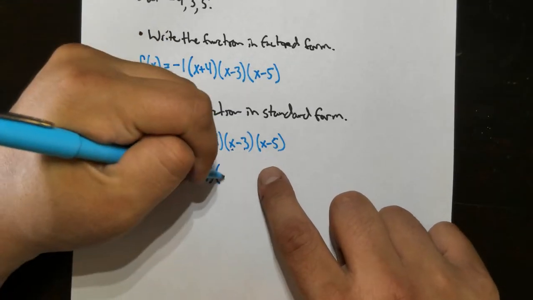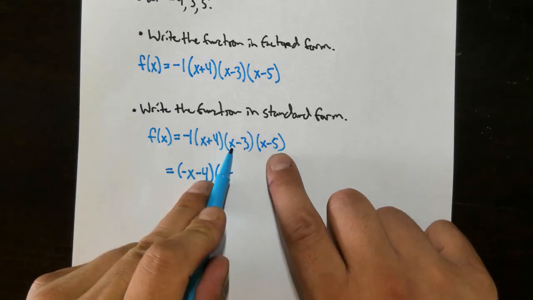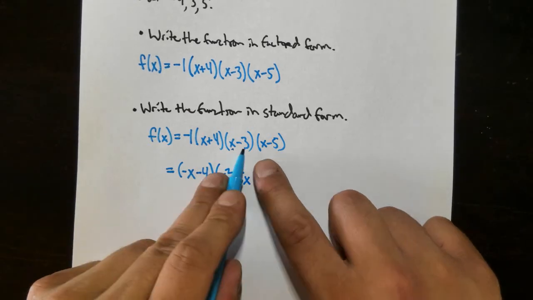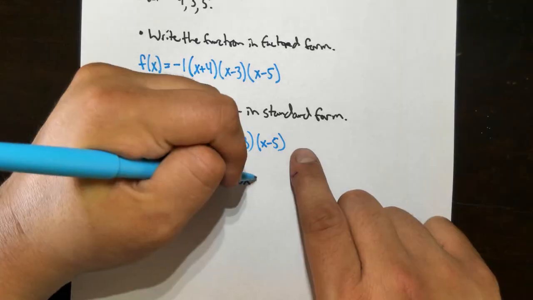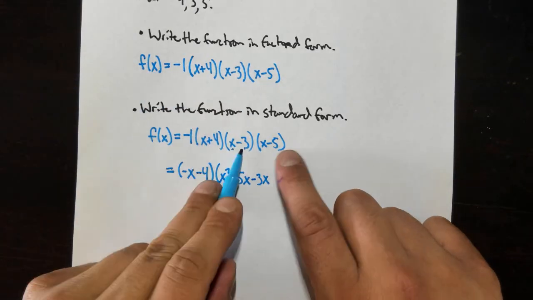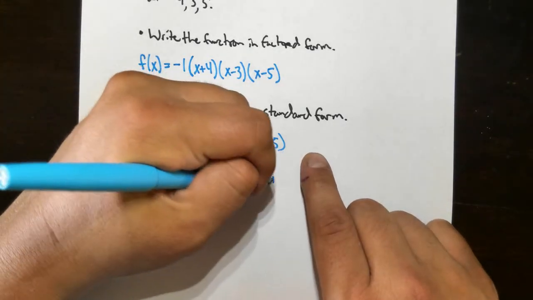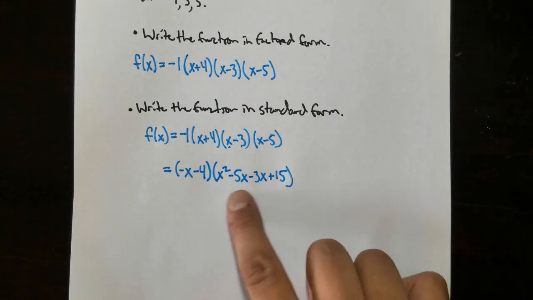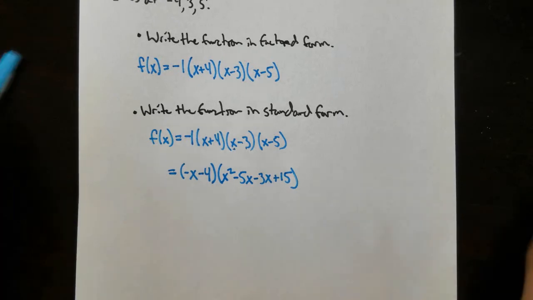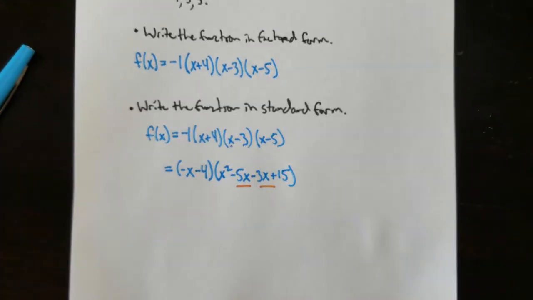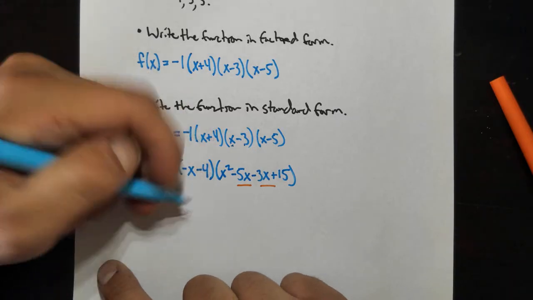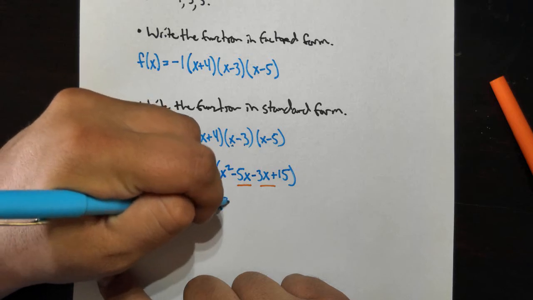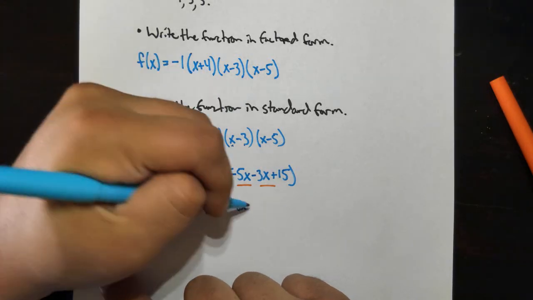So x times x is x squared. x times negative 5 is negative 5x. Negative 3 times x is negative 3x. And negative 3 times negative 5 is positive 15. Now before we go on to the next step, let's clean up these like terms here. We have a negative 5x and a negative 3x. So let's combine those. That gives us negative 8x plus 15.